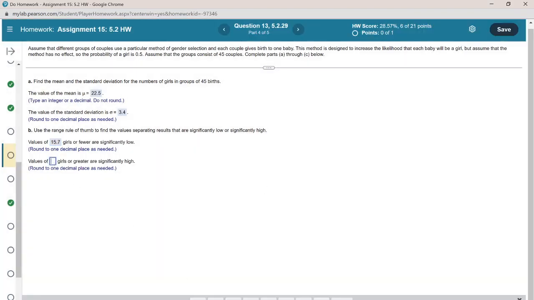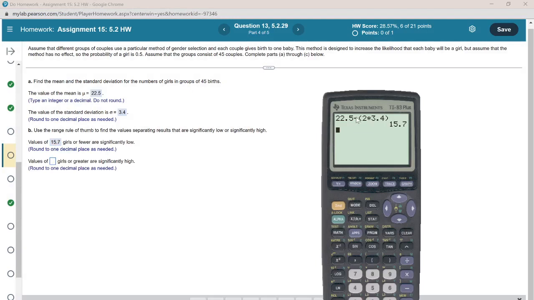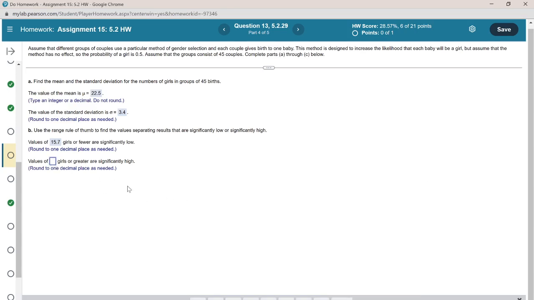And anything greater than mu plus, instead of minus you have plus. So 22.5 plus 2 times 3.4, that's 2 times the standard deviation. Anything greater than 29.3 is significantly high. Values of 29.3 girls or greater are significantly high.